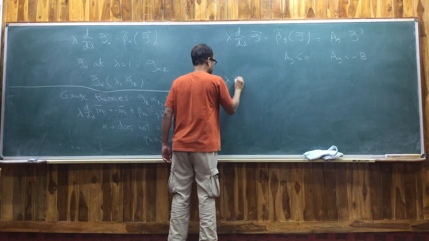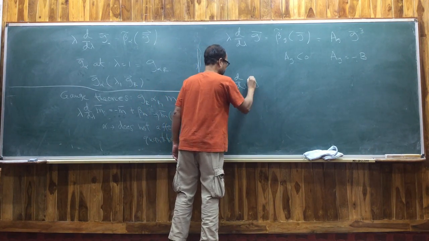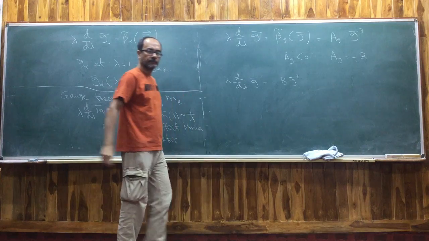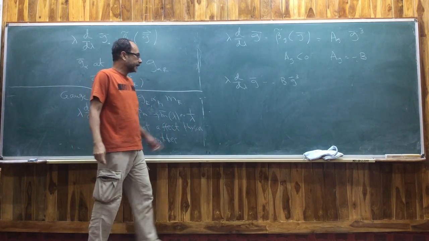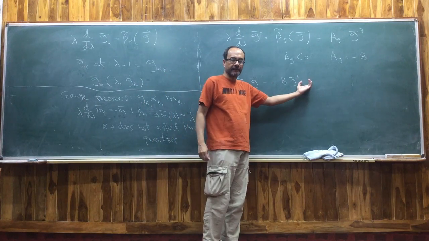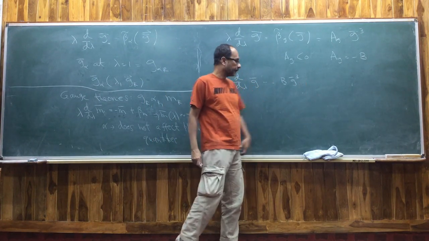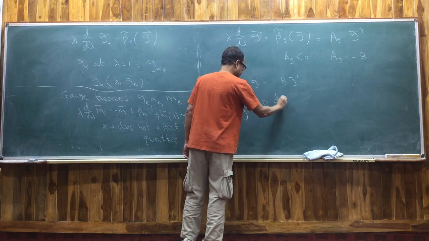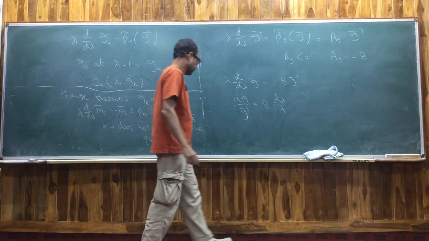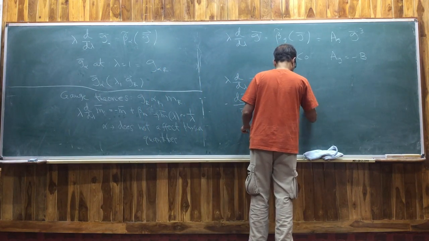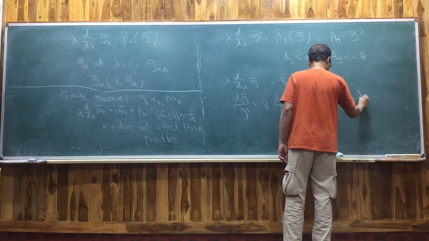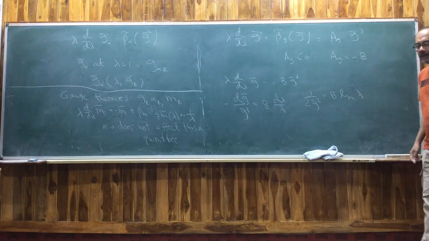So the equation is lambda d d lambda of g bar is minus b g bar cube. This equation can be easily integrated. There are higher order corrections, but for small g bar, you don't worry about the higher order corrections. So when you integrate this equation, you get d g bar over g bar cube is b d lambda over lambda. So 1 over 2 g bar square is b log lambda plus a constant.